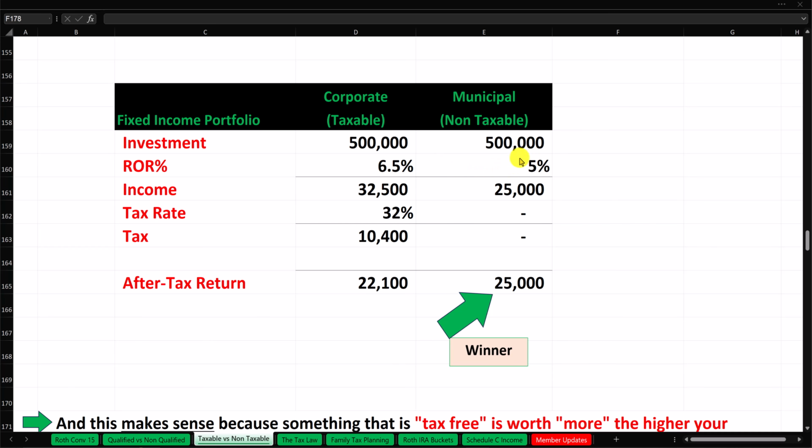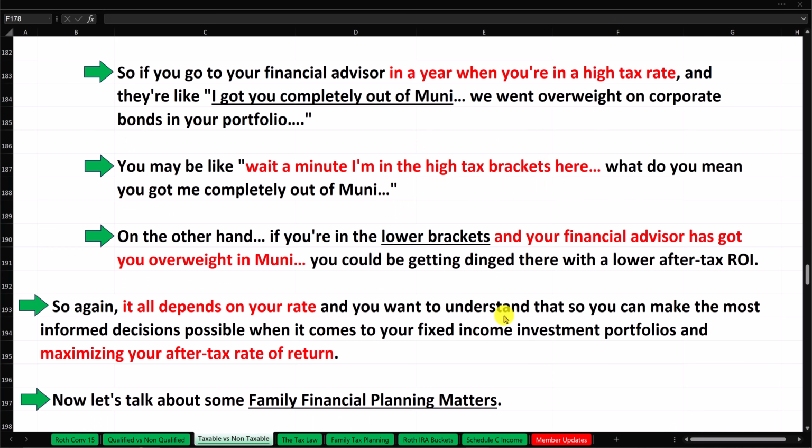The point is that obviously the spread here will have some impact on the ultimate results you get down here. So it's a combination of your tax rate and the spread between these two investments. You want to understand that so you can make the most informed decisions possible when it comes to your fixed income investment portfolios and maximizing your after-tax rate of return.